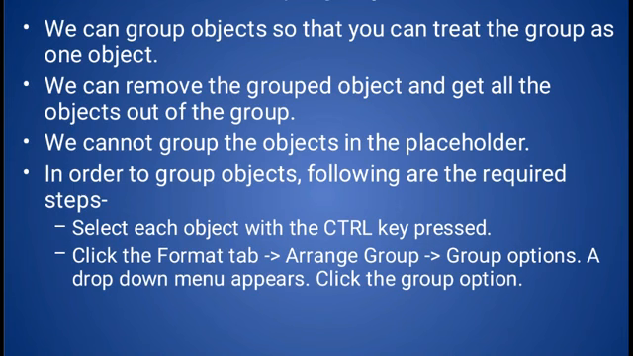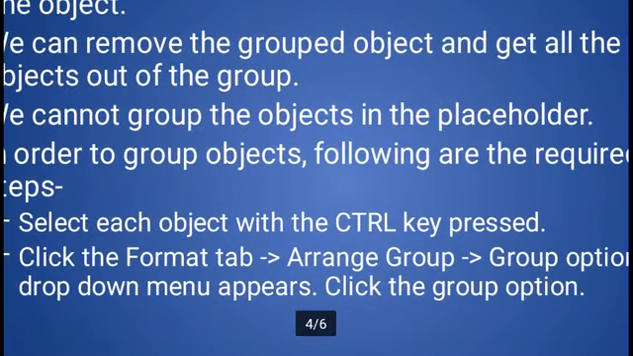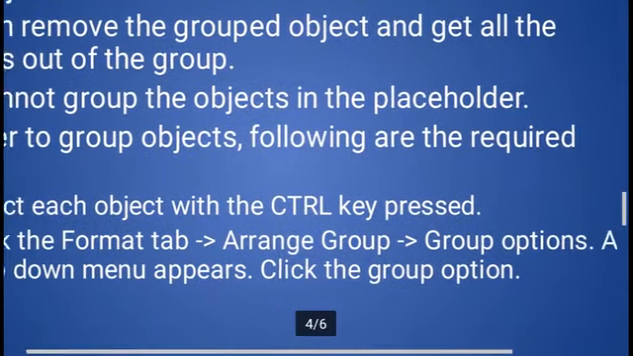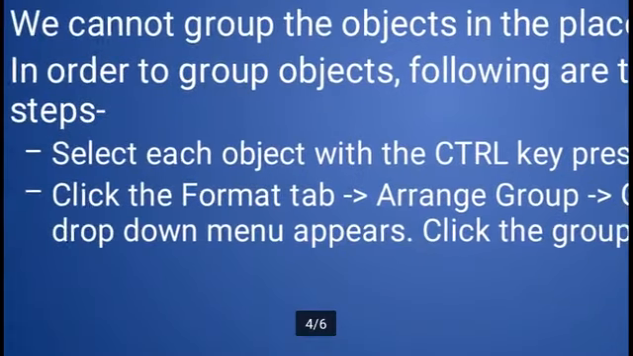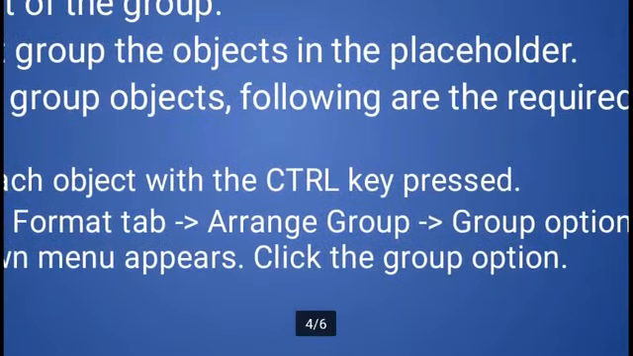First, to select each object, hold the Control key, then select another object, and hold the Control key again and select another object. Then click the Format tab and click the Arrange group, then Group options. A drop-down menu appears, click the Group option. So these separate objects will become one object.